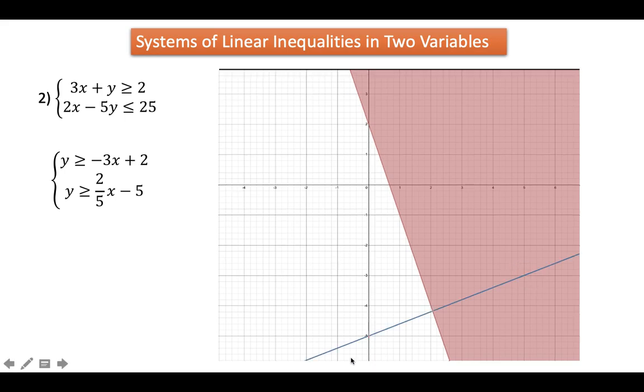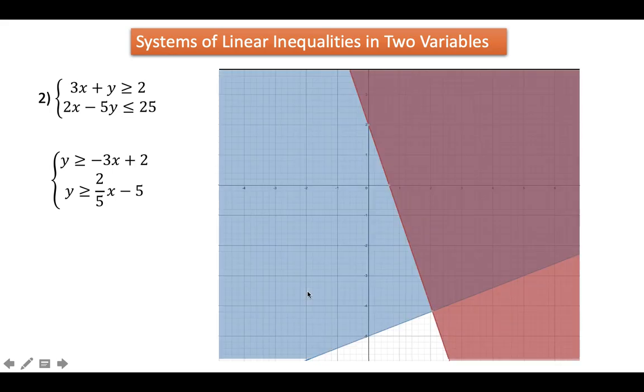Connect them. Then it is a solid line because it is more than or equal. Then where will be our shaded part? Since it is more than, it must be above the line. And that region where the two shaded regions overlap or intersect, that is our solution, and is this part. And this will be our graph.